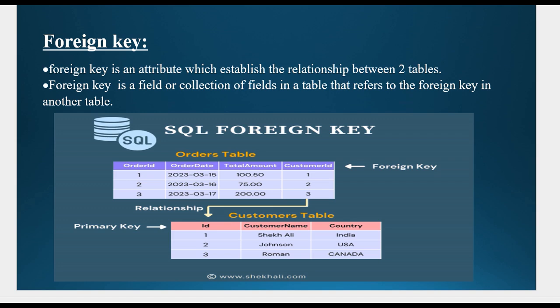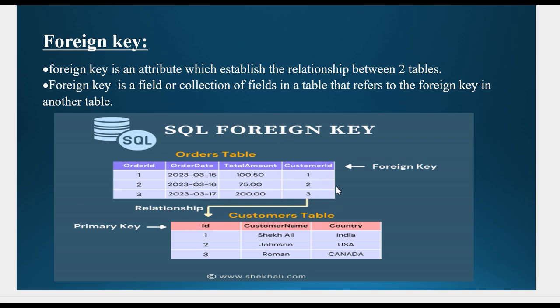Suppose, for example, we take the orders and customer tables. The foreign key of the orders table refers to the primary key of the other table. A customer can place many orders, and an order must belong to an existing customer. So the customer ID in orders is a foreign key and it refers to the customer ID in the customer table. We cannot add orders for a customer who does not exist. Every order must be linked to an existing customer.